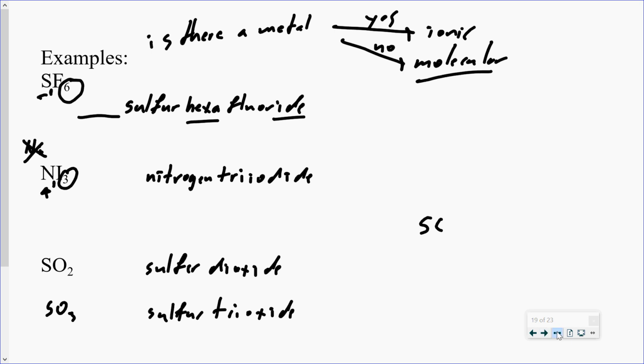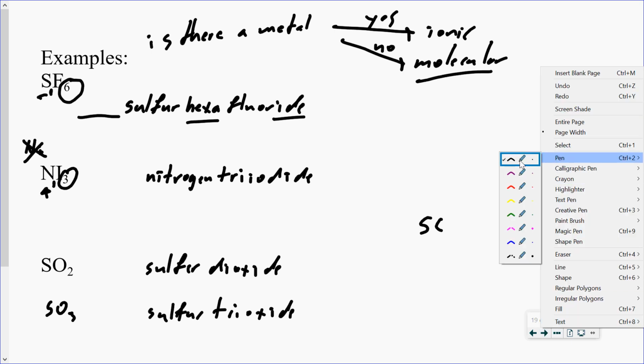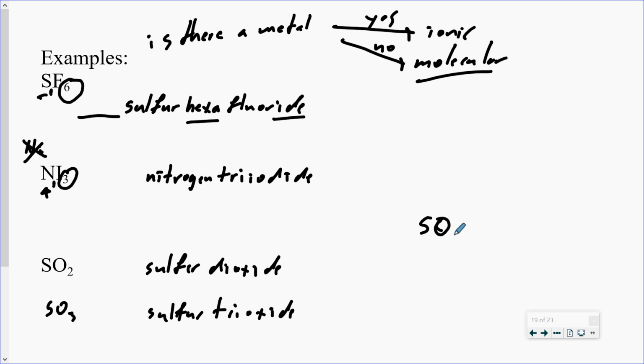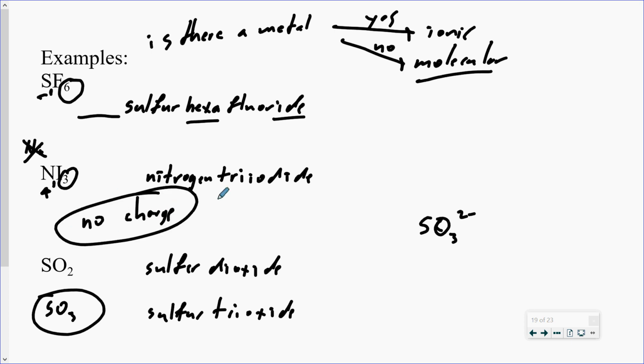Let me just grab my pen back. SO3 2 minus. This is not sulfur trioxide. This is sulfur trioxide. Notice that for all of these, again, they are compounds, they are molecules. There is no charge. As soon as you see a charge, this is a polyatomic ion. This is not sulfur trioxide. This is sulfite. So don't mix those ones up. That is kind of a common mistake.